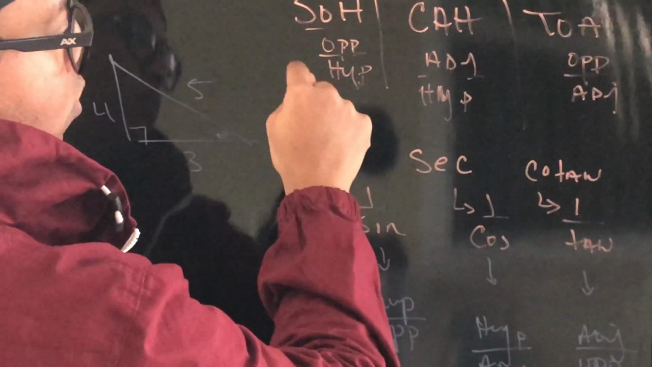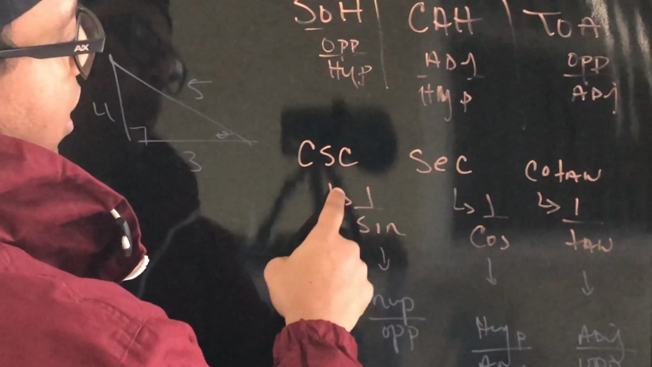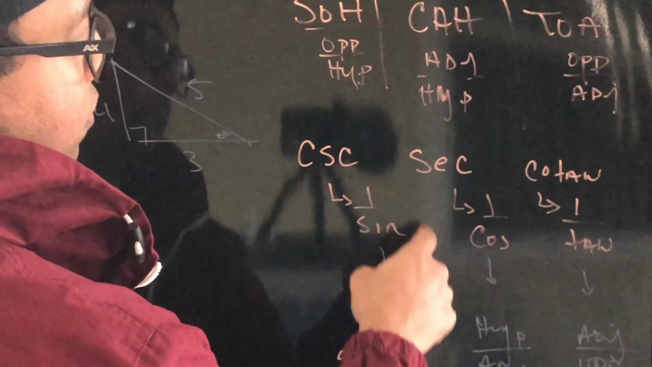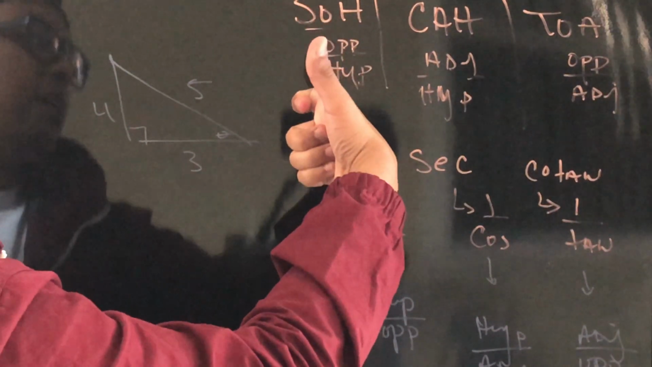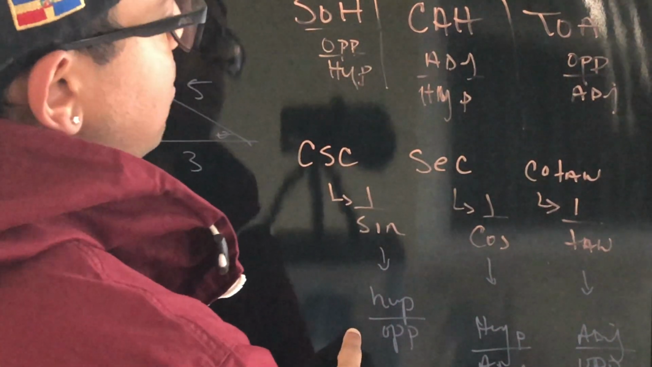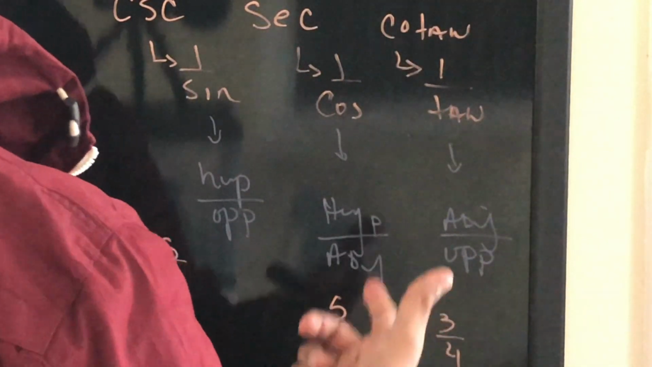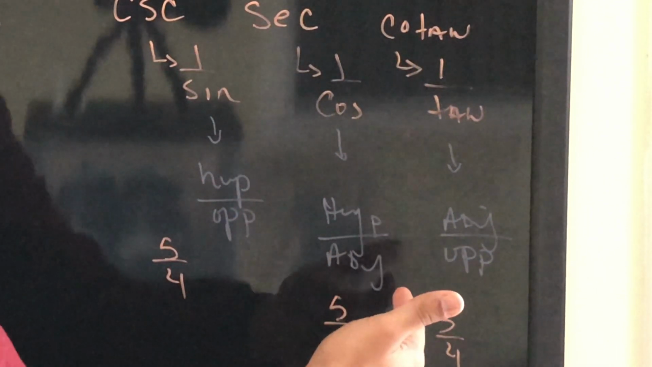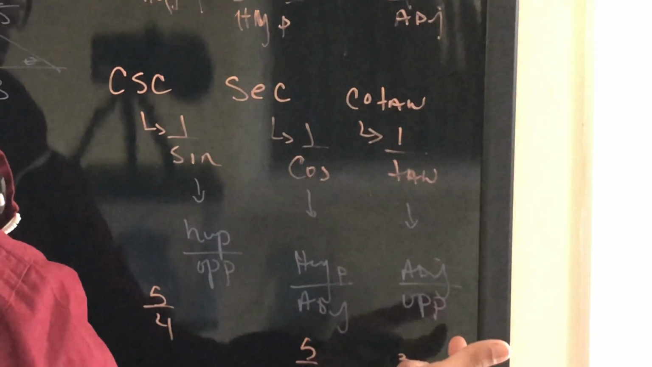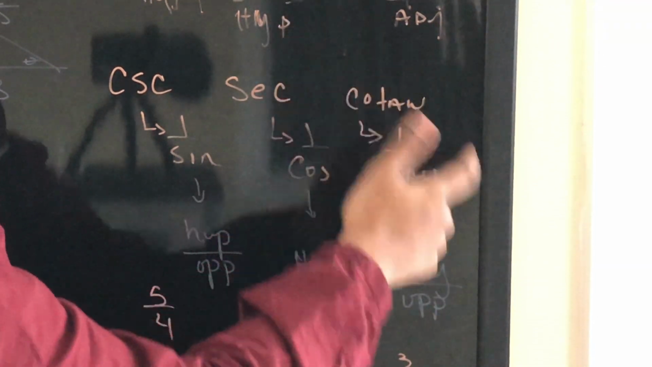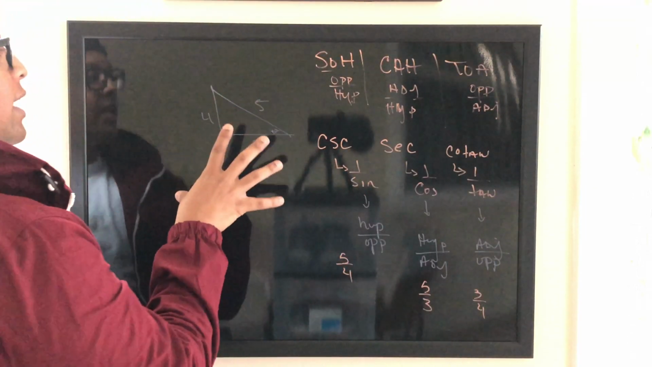So therefore cosecant relates to sine. The opposite of this would be cosecant equals 1 over sine. And all that means is you're flipping the function over, as in hypotenuse over opposite. Secant is 1 over cosine, which equals hypotenuse over adjacent. And cotangent is 1 over tangent, which is just adjacent over opposite. As you can see, tangent is opposite over adjacent, so the reciprocal of that would be adjacent over opposite.